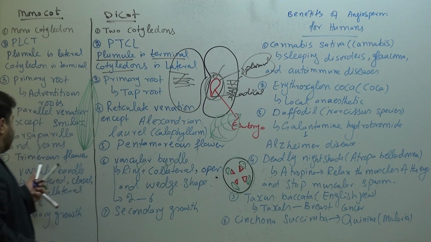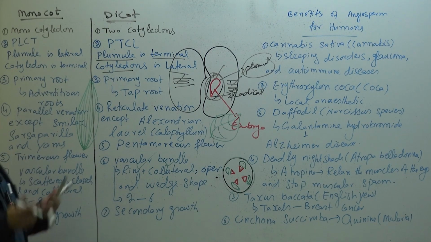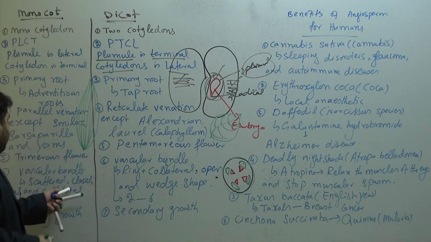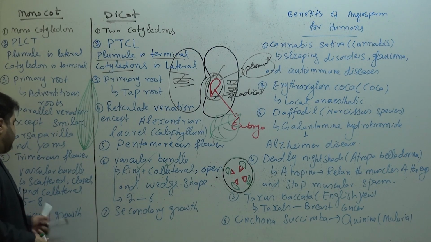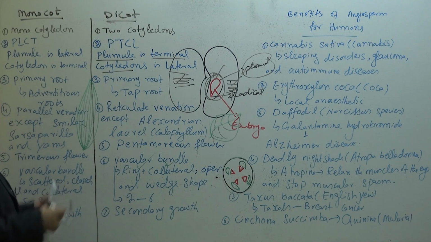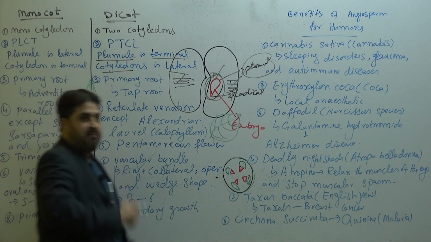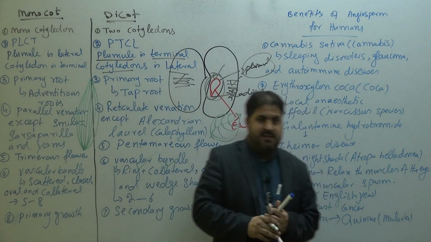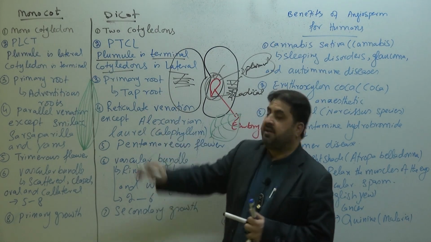While in case of monocot, their vascular bundles are scattered, dispersed, and closed, and maybe 5 to 8. And next, monocots have primary growth, while secondary growth is only present in dicots.